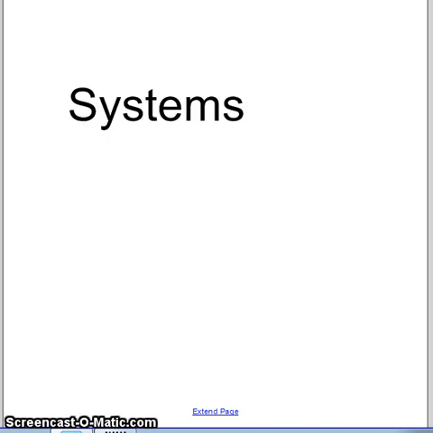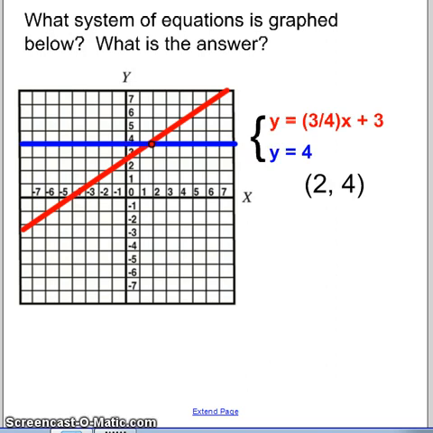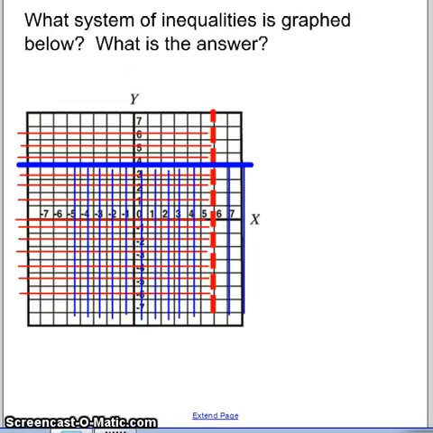Systems of equations is when you graph two equations on the same graph, like right here. And the important thing to find here is where do these two lines cross? Because that's going to be the solution to the system. In this case, these two lines cross at the point 2, 4. So we say 2, 4 is the solution to this system of equations.